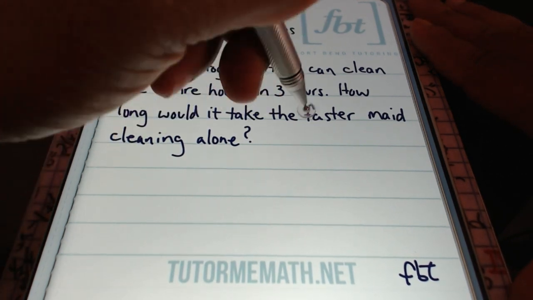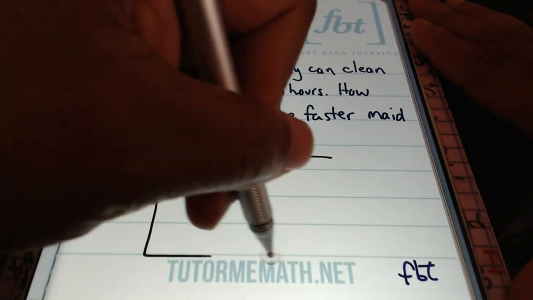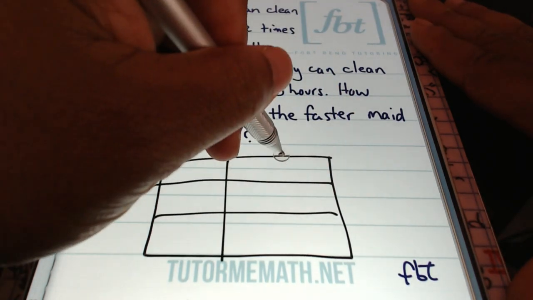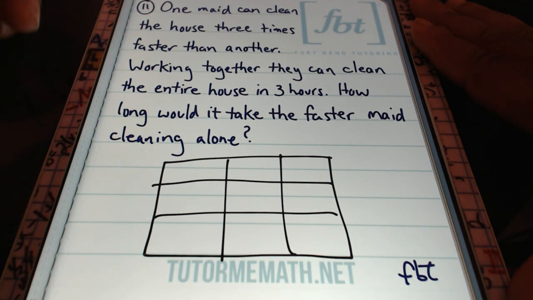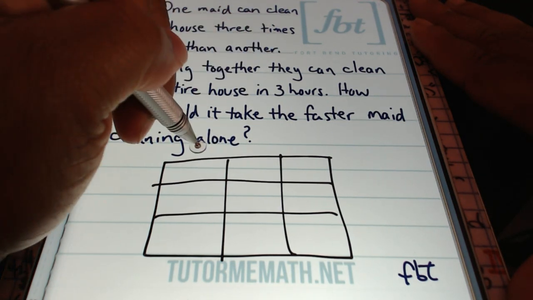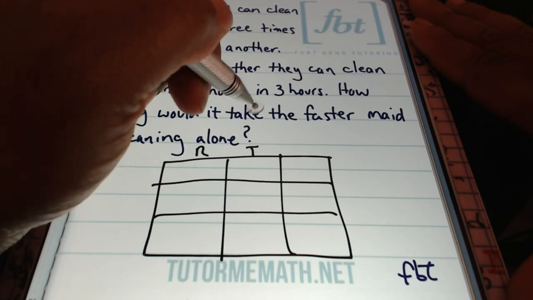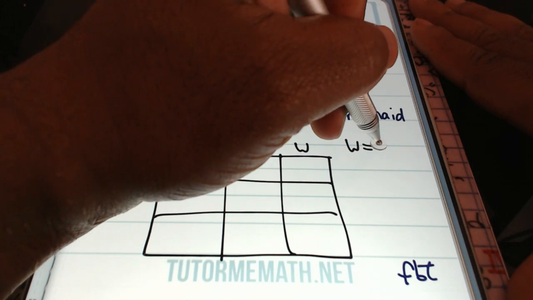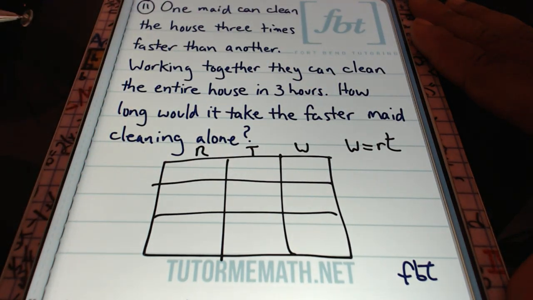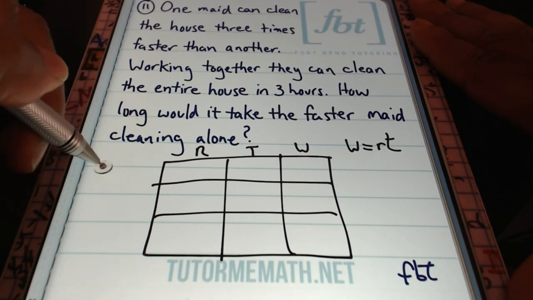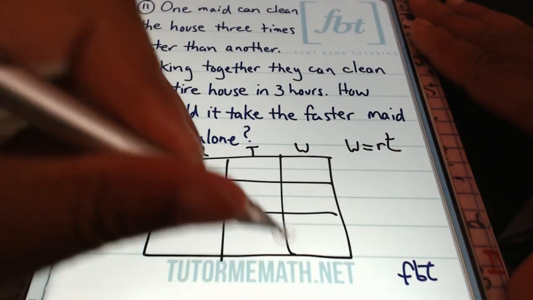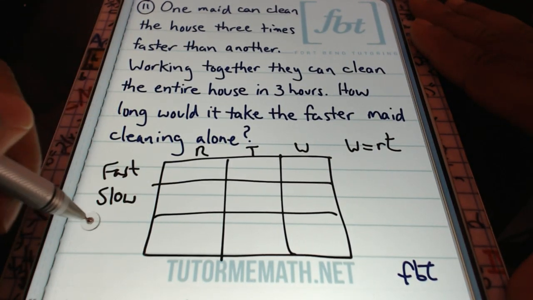So let's go ahead and set up a 3x3 table here. This is a work problem, guys. We're going to have our columns labeled as R for the rate, T for the time, and W for the work being done. So I am using the formula work equals rate times time. We're going to have the fast maid, the slow maid, and them working together.